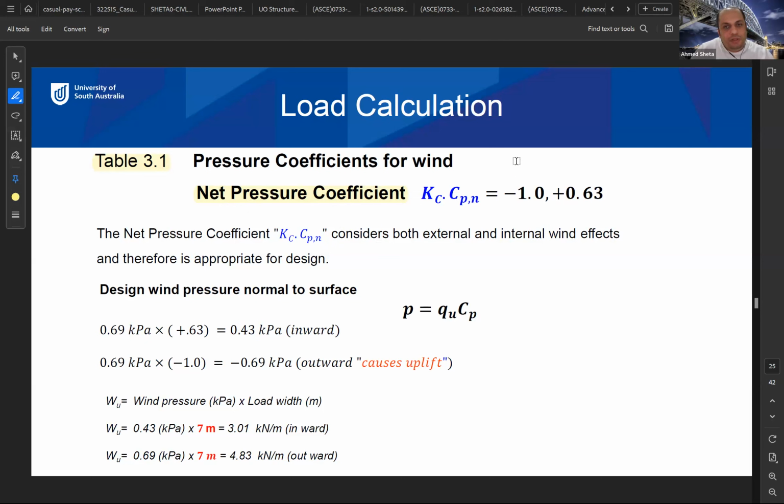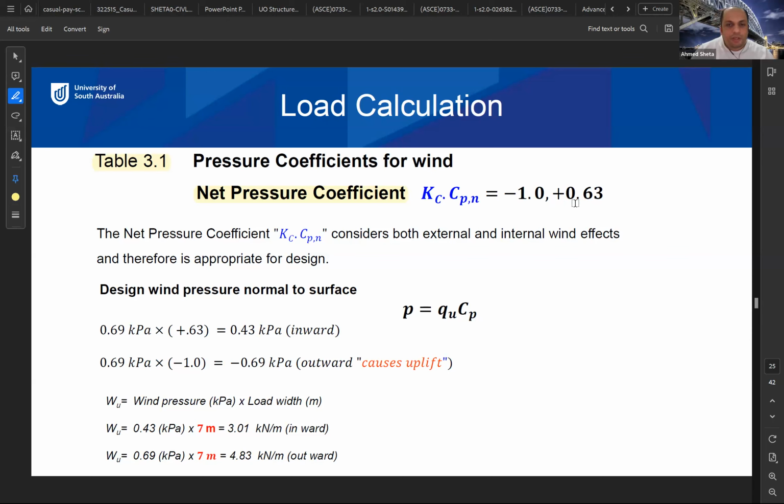So what is -1 and what is plus 0.63? Which one is pressure? Which one is suction? If you have already gone through this before, does anyone have the answer? The negative is the suction. Yep. So the positive sign is the pressure or inward, and the negative sign is for suction or outward.